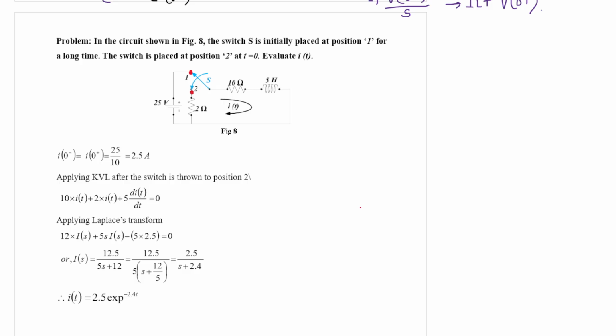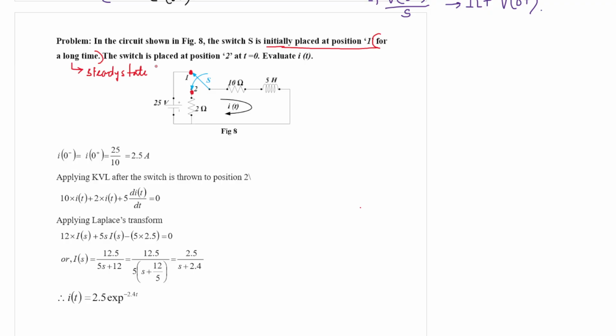We have figure 8 with us, where there is a switch S. There are two positions for the switch: position 1 and position 2. Now this statement is very important: initially the switch S is placed at position 1 for a long time. Whenever you come across the phrase "for a long time", it means the circuit reaches steady state.